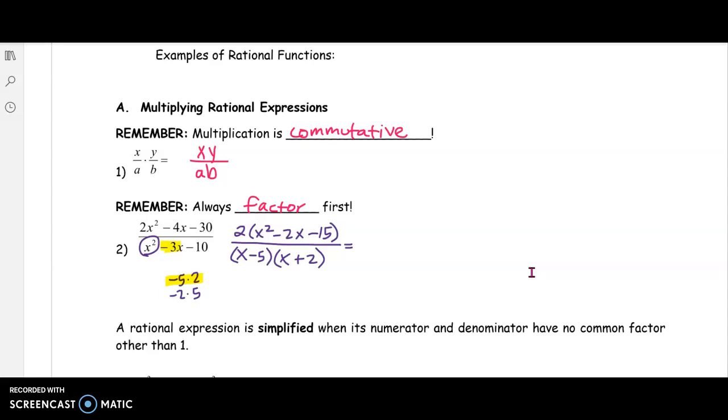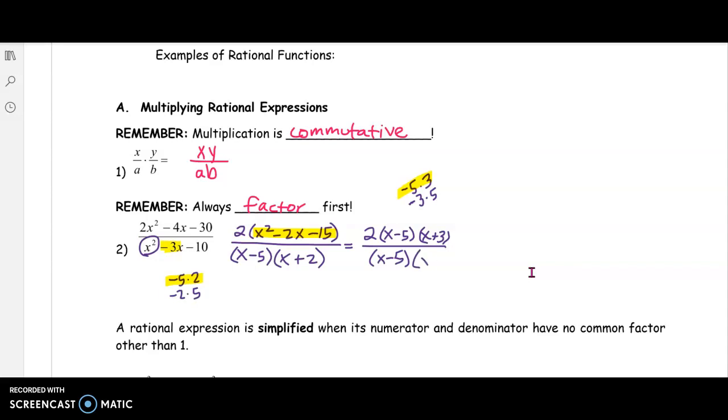And now we need to do the same thing on top. We need to factor the expression that's in the parentheses. So we're coming up with x times x to give us the x squared, but we need to come up with two numbers that multiply to give us negative 15. So negative 5 times 3 or negative 3 times 5. And the one that adds up to a negative 2, the middle term, is negative 5 and 3. And the bottom stays the same, x minus 5 times x plus 2.